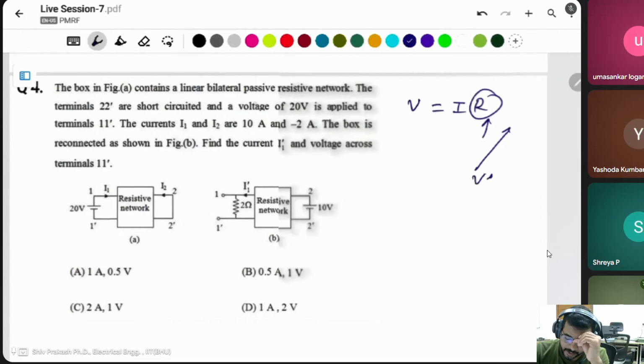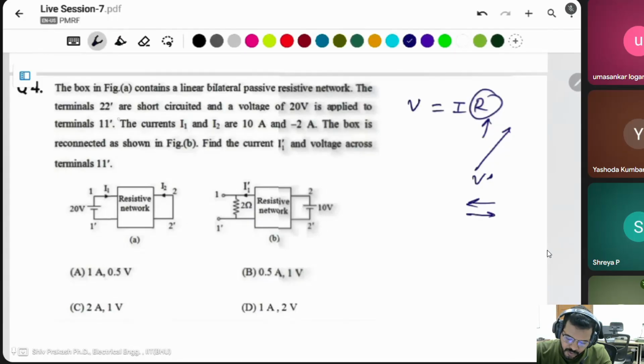Bilateral means current can flow from any side. It will not oppose the current direction. The current can flow on any side. The passive network, simply a resistor, is a passive network.